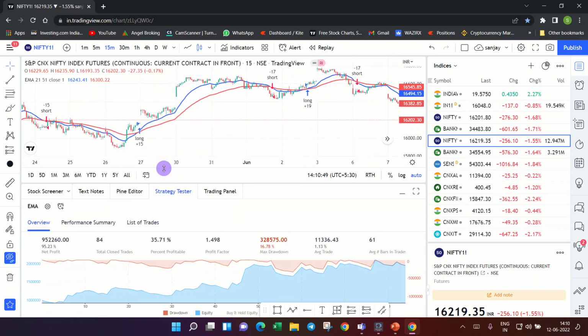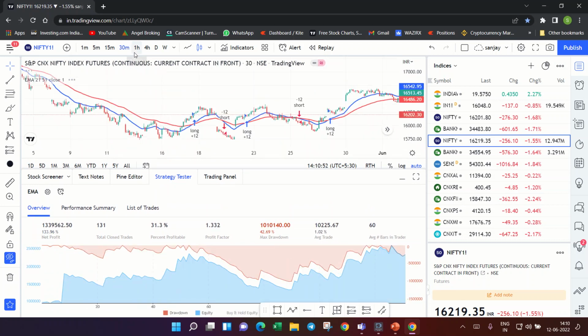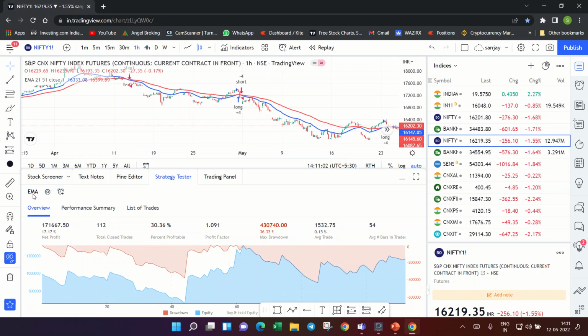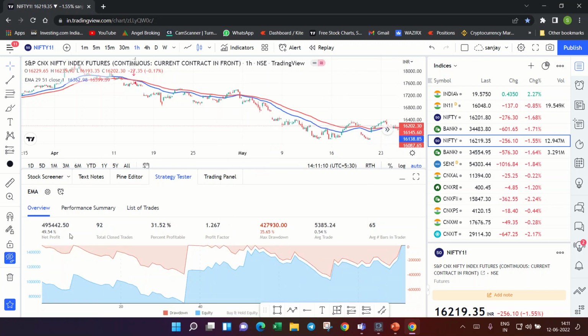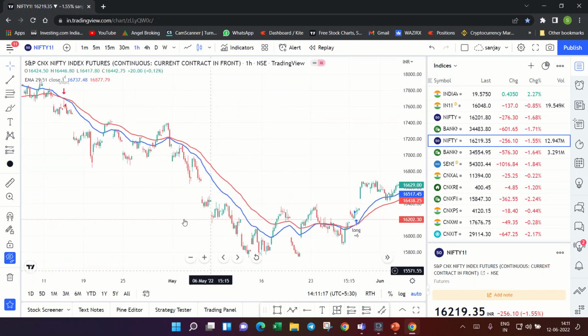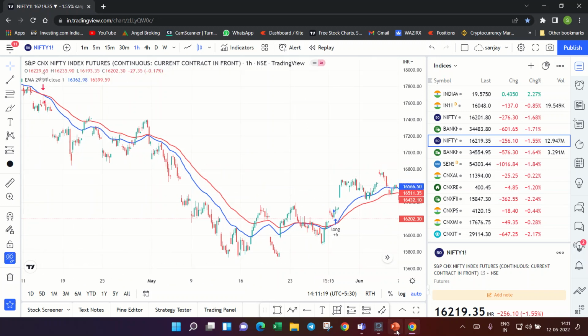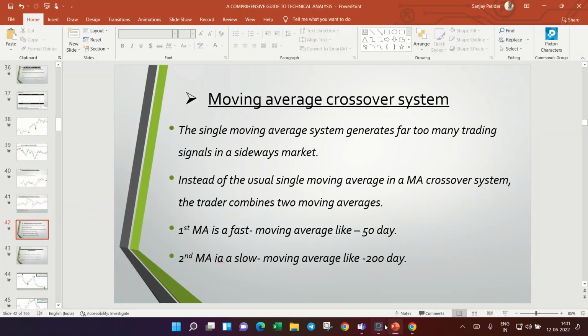You can check it on a 30-minute time frame too, that the profitability has increased, max drawdown has also increased, and the profit percentage has decreased. So you can change these inputs. If you want to use a 29-day moving average as a fast EMA, you can click on it and see the implication, whether it is working or not working. Okay, you can do that in a technical way, or you have to do it manually.